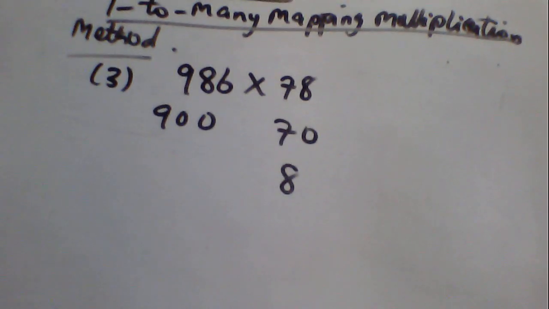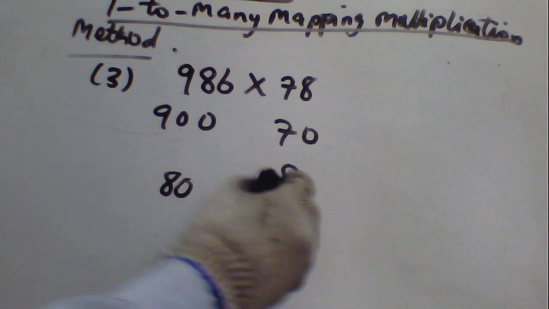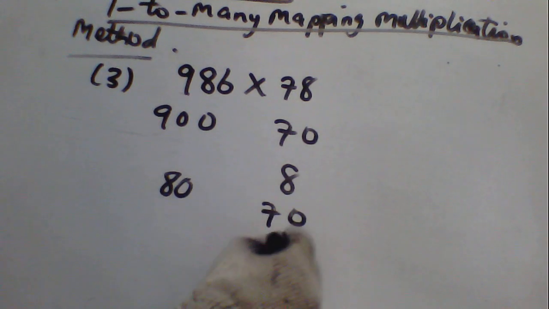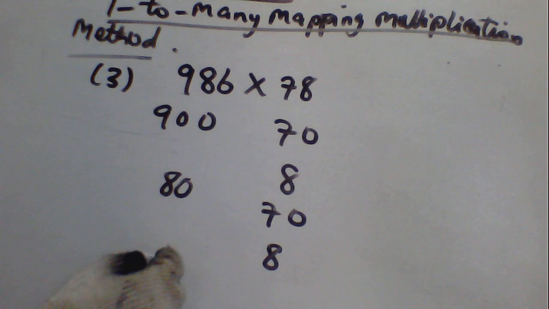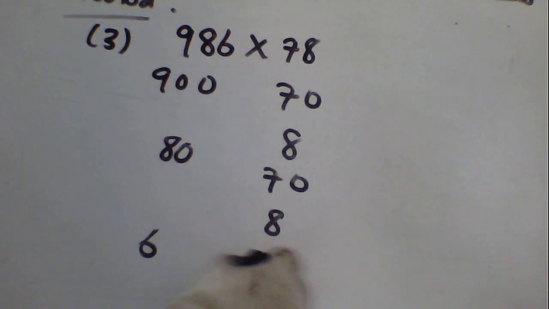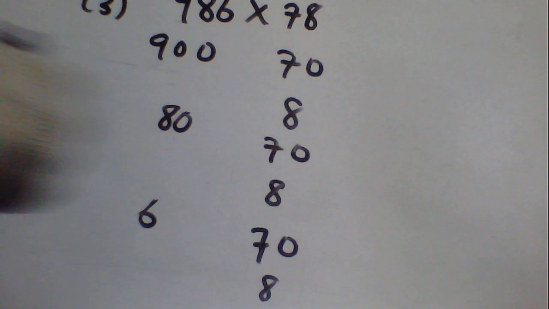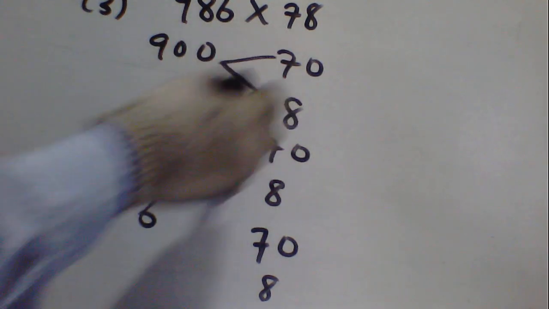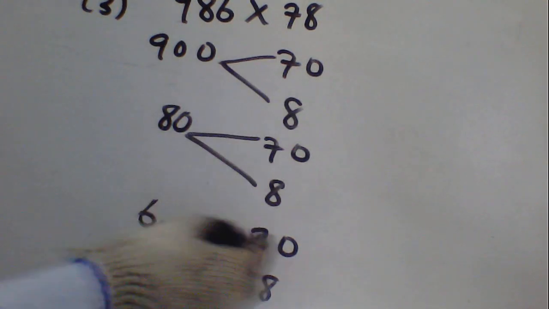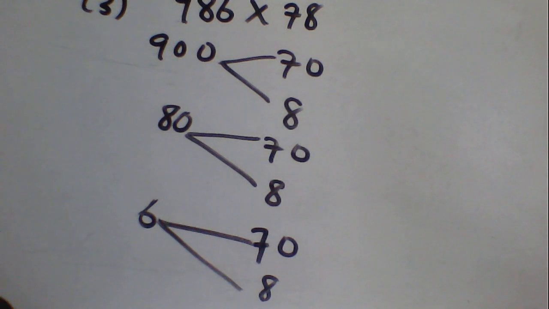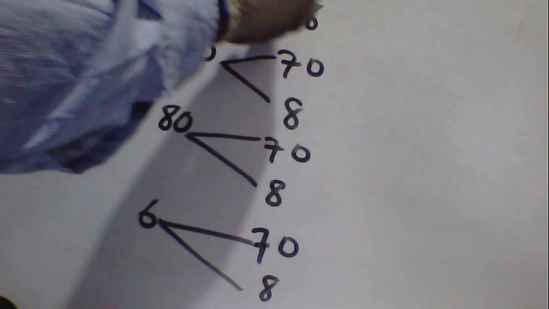Then the next is 80, because 80 is in the tens. It will have its own inheritance, 70 and 8. And lastly 6, it will also have its own inheritance, 70 and 8. Once you have done that, you have already solved it. The multiplication will be easy. Then 900 is mapping to these 2, 80 is mapping to these 2, 6 is mapping to these 2. The total number of rows we will get will be equal to 3 times 2, which is 6.